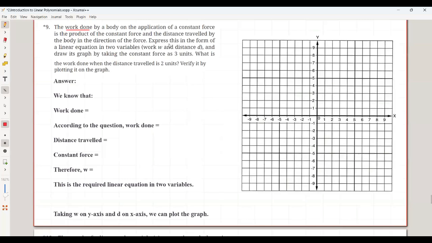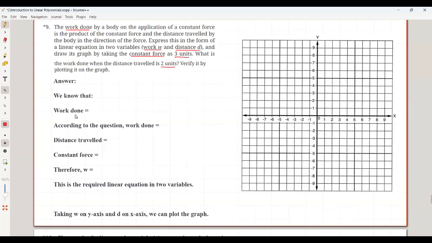So express this in the form of a linear equation in two variables, as work is equal to W, distance is D, and draw its graph by taking the constant force as 3 units. What is the work done when the distance travelled is 2 units? So verify it by plotting on the graph.